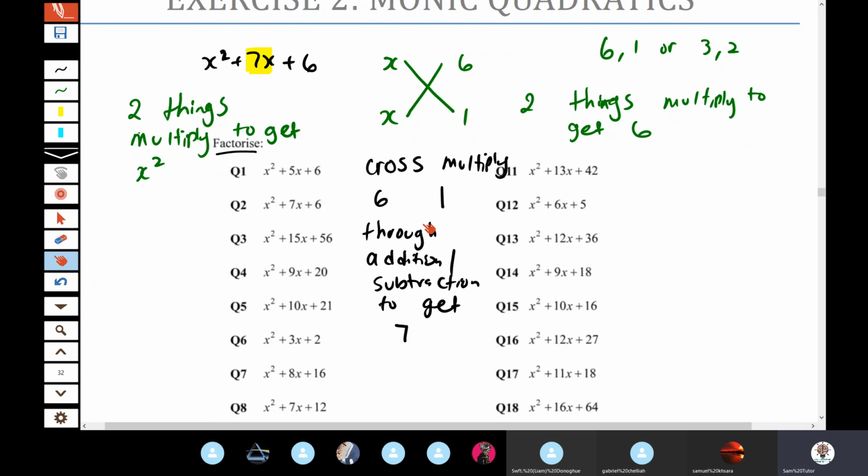Jenna, would a 6 or a 1 through addition or subtraction get a 7? Yes. How? Through addition. If you wanted a positive 7, you're going to say add them up, addition. So one more time, it's very important. I did not say to get a negative or a positive 7. I just said to get the number.